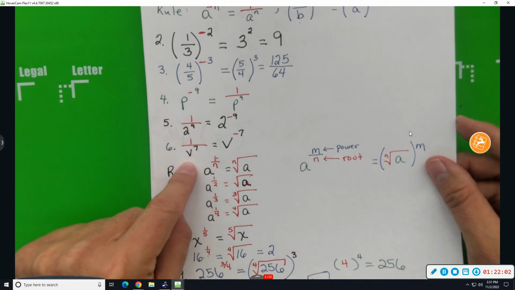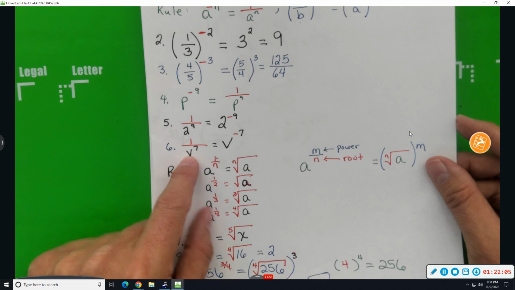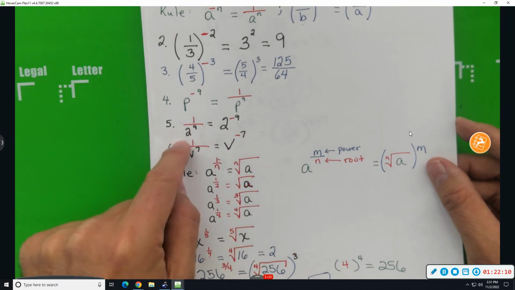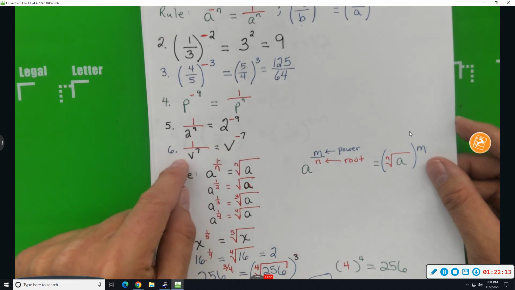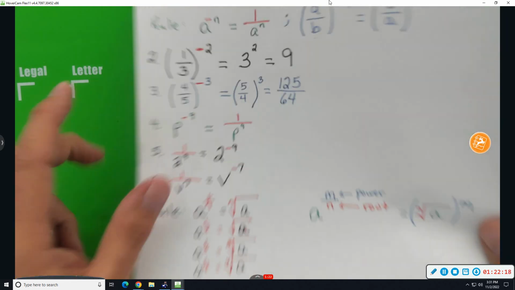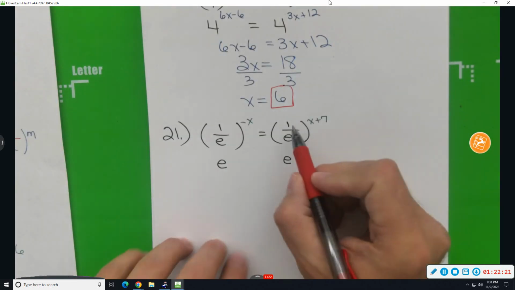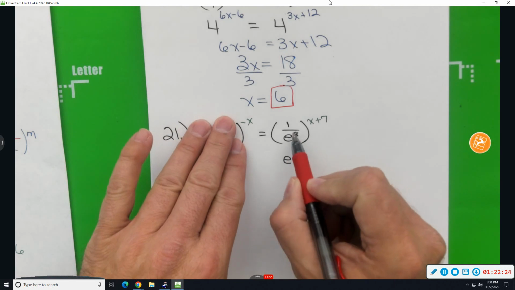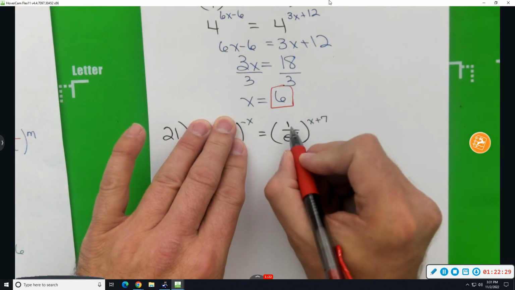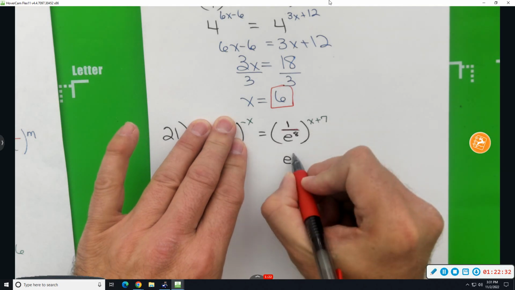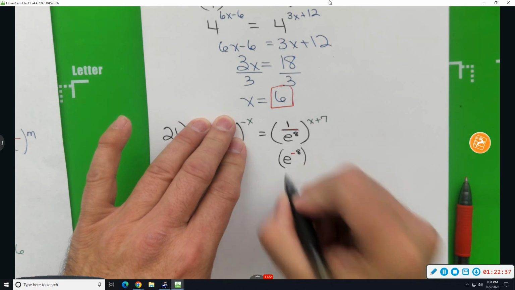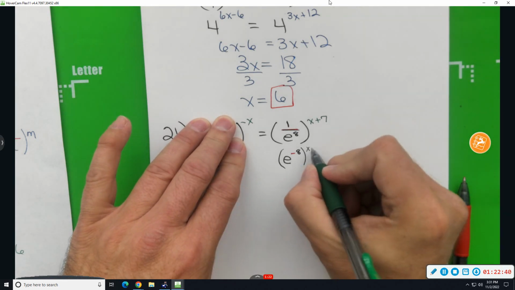If you had a 1 over and you wanted to write it without the 1 over, you make the exponent negative. Remember that? Right back at the beginning of this ordeal that we call class? To get rid of the 1 over, make the exponent negative. I'm going to do this side first. I'm going to write the 1 over e to the 8th as just e to the, what do I do to get rid of the 1 over? Negative 8, good. And then x plus 7.